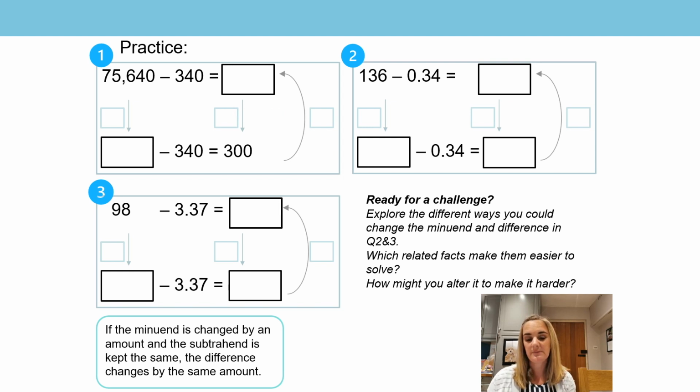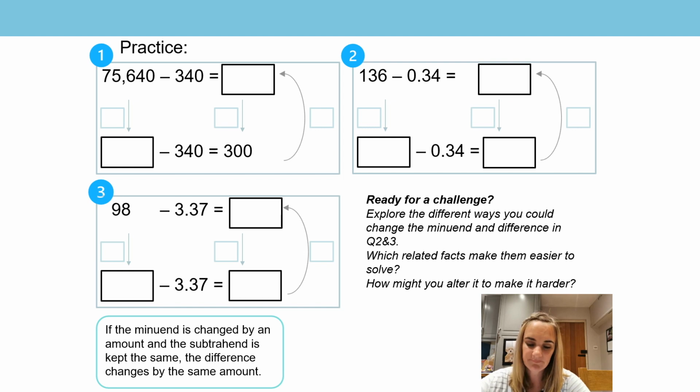Then in number 2, again, you've got a related fact, but it's down here. And you need to decide what is the related fact that will help you with the original calculation. So in other words, what are you going to subtract 0.34 from that's much easier than the original calculation? And the same idea in number 3. So think about what your related fact is going to be.